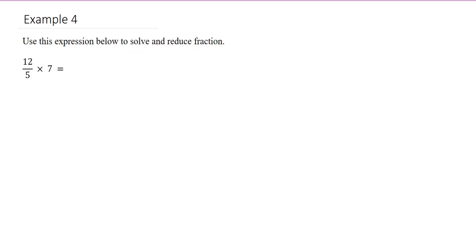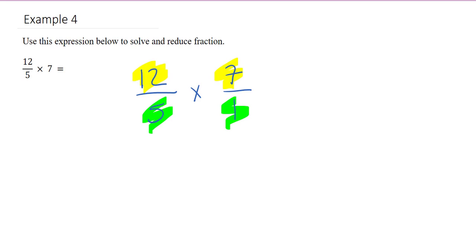Example 4. We're going to use this expression below to solve and reduce the fraction. So we have 12 over 5 times 7. Let's rewrite this. We're going to put the 7 over 1 to make it a fraction. We're going to multiply the top, and then we'll multiply the bottom together. So 12 times 7.